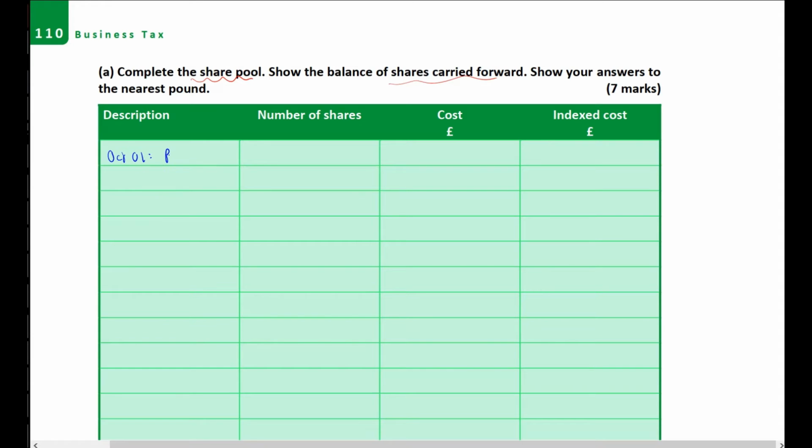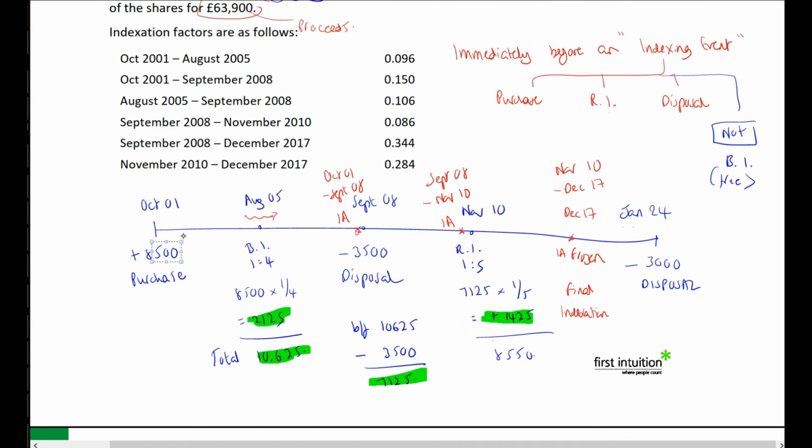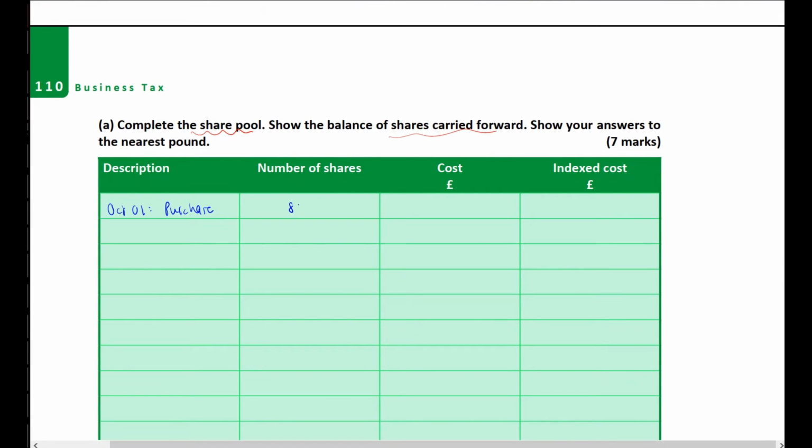So I use the timeline a lot now. In October 01, I've got a purchase. 8,500 shares, give it a tick. This is the one that I'm dealing with. And of course I pick up the cost from the question. £89,400. And the indexed cost column, that simply means this column includes both the cost and the indexation together.